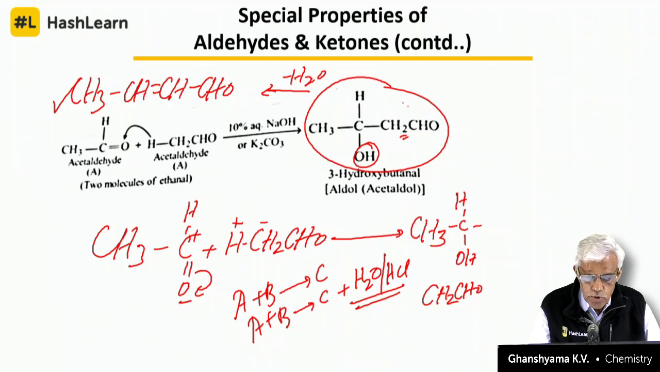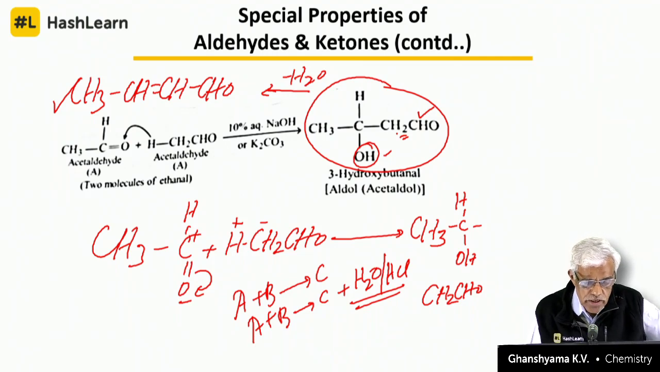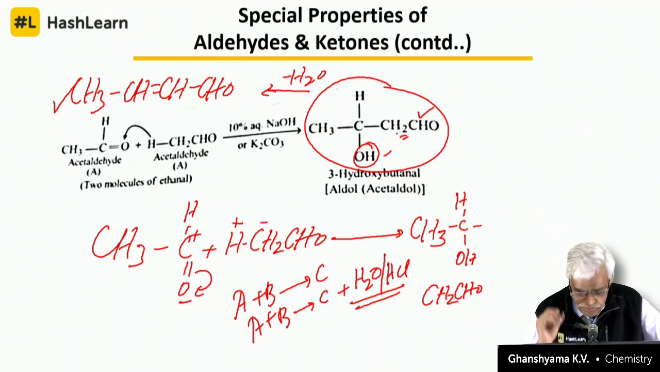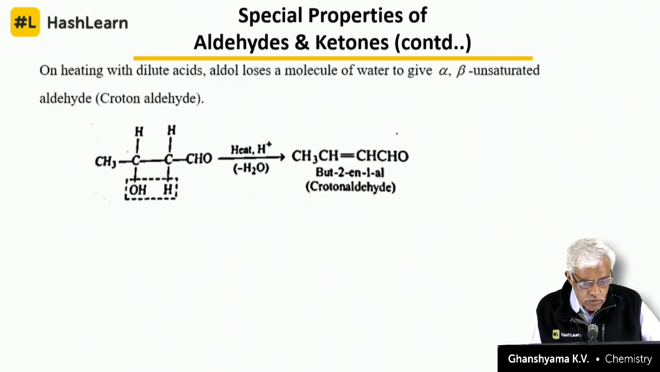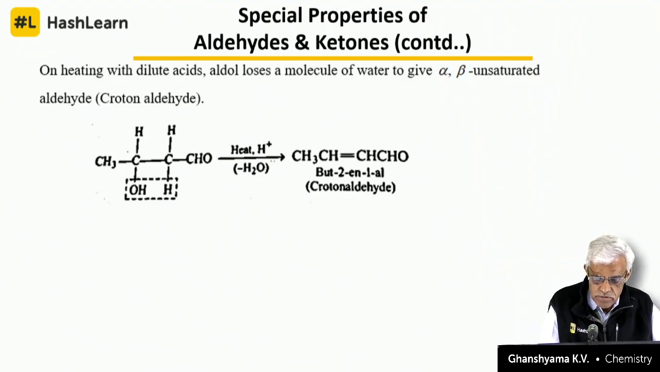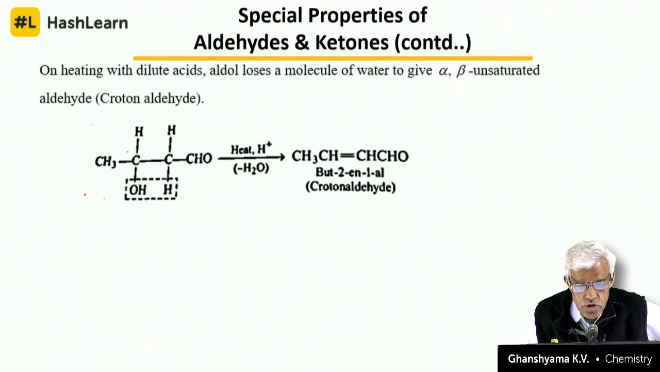An aldol is a compound containing a CHO group and an OH group. Later it forms an alpha beta unsaturated aldehyde. This is aldol condensation. Okay, right. Now, the same has been given here, the second part of it, on heating, H2O is removed, you get CH3 CH.